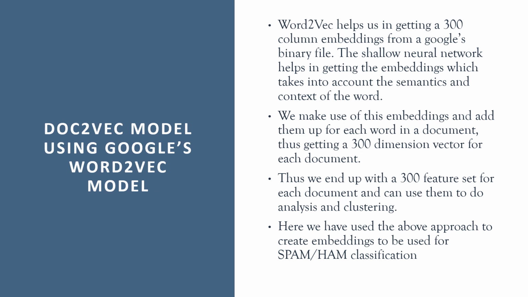Now our third approach is doc-to-vec model using Google Word-to-Vec model. Word-to-Vec model helps us in getting a 300 column embeddings from a Google binary file. We make use of this embedding and add them up for each word in a document, thus getting a 300 dimension vector for each document. We end up with a 300 feature set for each document and use them for analysis and clustering. Here we have used the above approach to create embeddings to be used for spam ham classification.